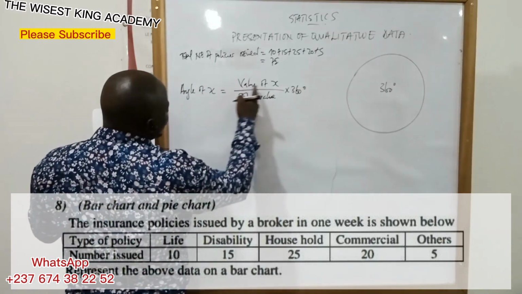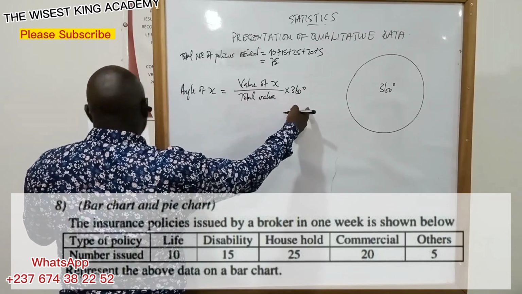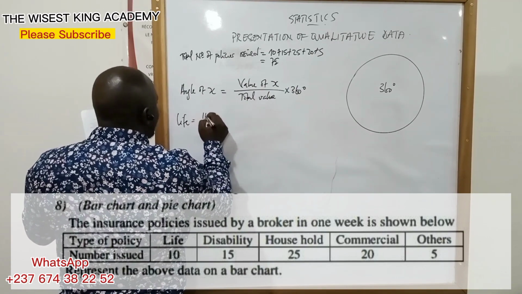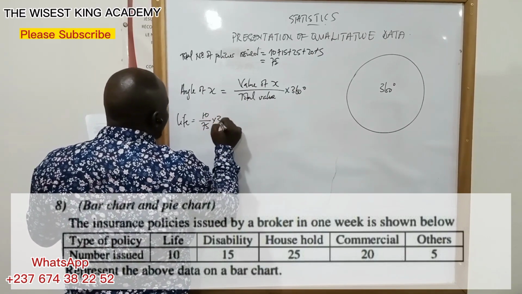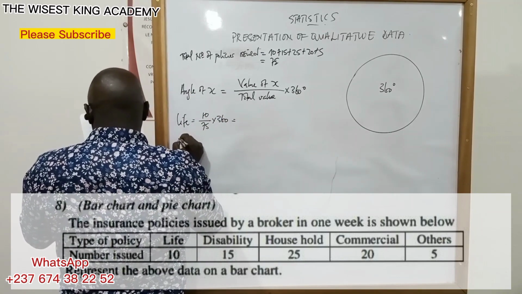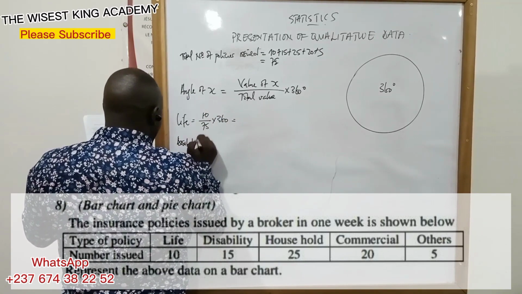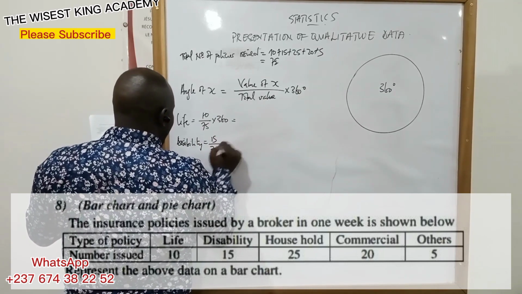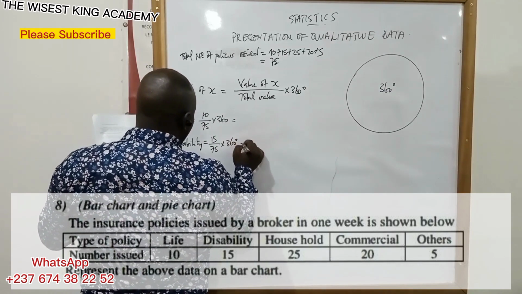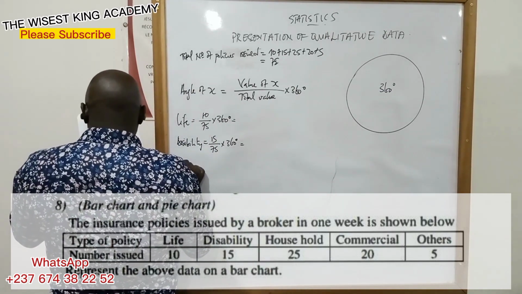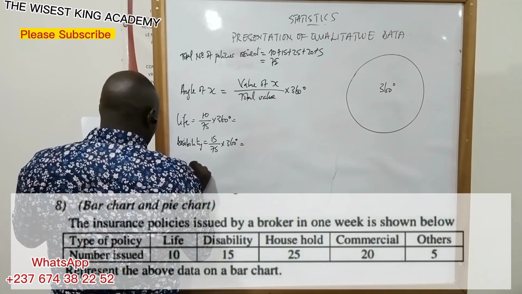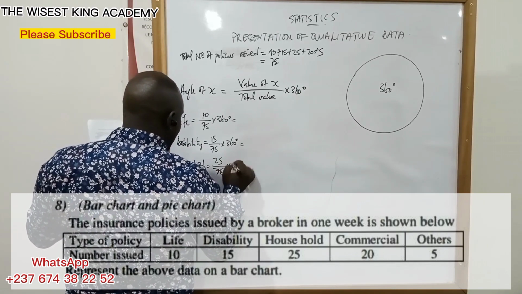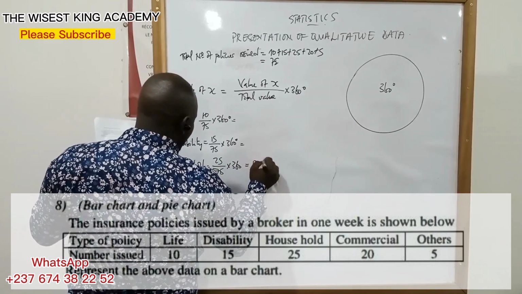Now, angle of x is equal to value of x divided by total value times 360. So let's take the first one, life. The value of life policy is 10 divided by 75 times 360. We take disability: 15 divided by 75 times 360 degrees. We take household: 25 divided by 75 times 360. This will be 120 degrees.